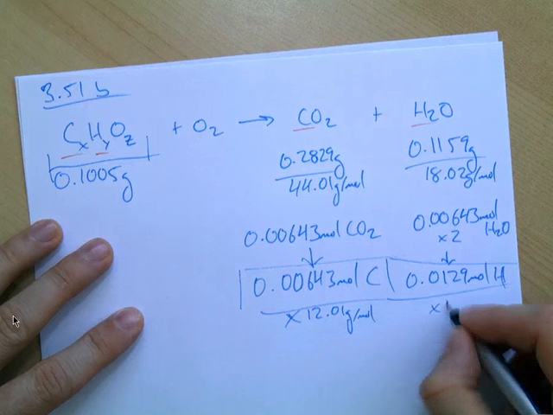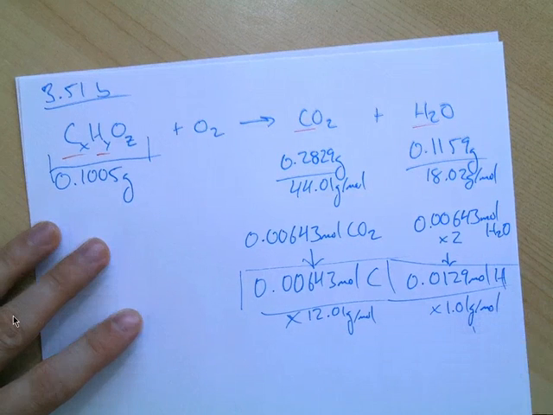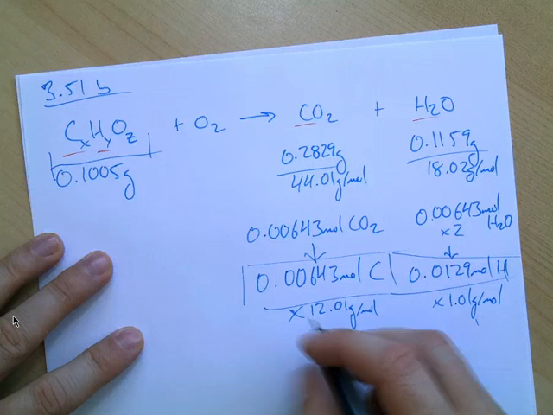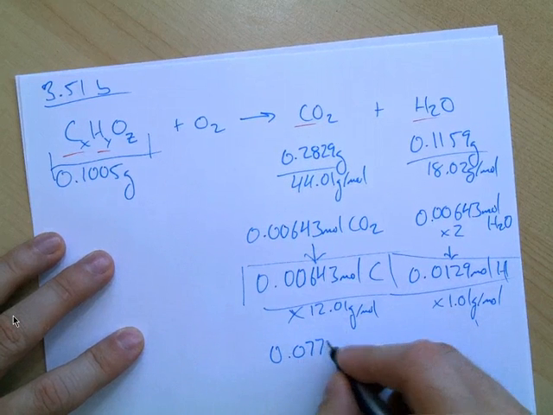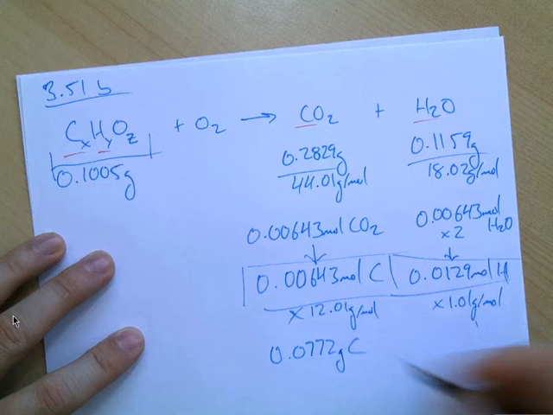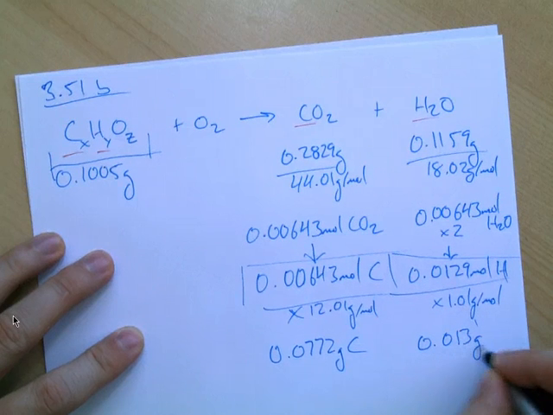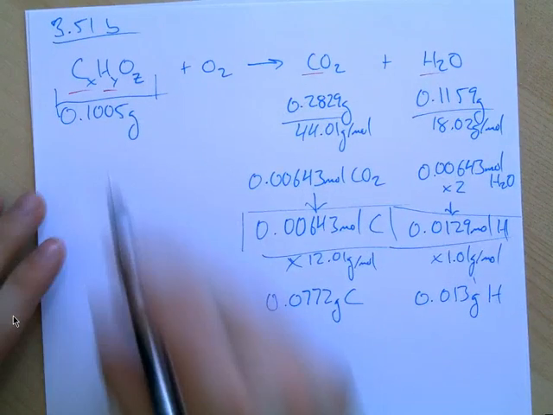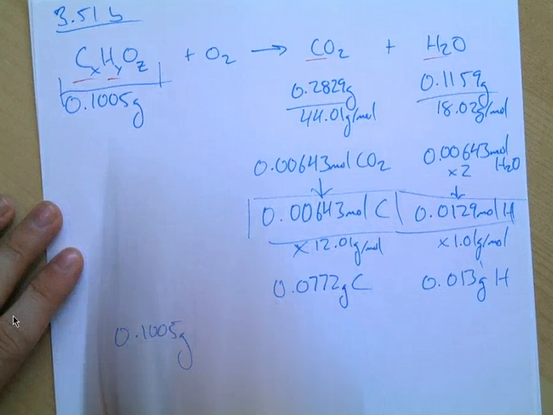And when I do that, I can figure out the amount of mass of carbon in this original compound and hydrogen. For the carbon, it ends up being 0.0772 grams of carbon. And then for the hydrogen, it ends up being 0.013 grams of hydrogen. Okay, now I've got both of those numbers. I have my whole, which is 0.1005 grams. That's for the whole compound menthol.